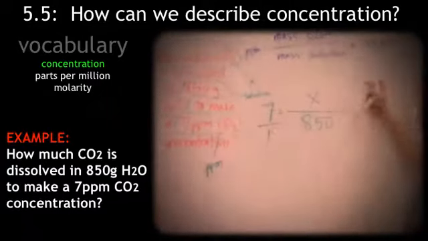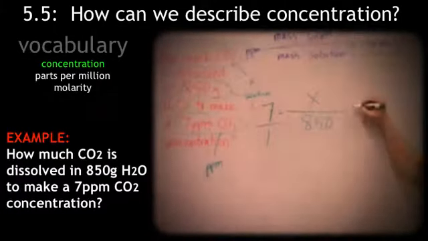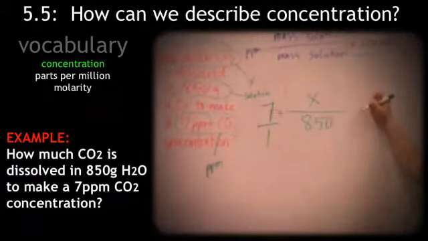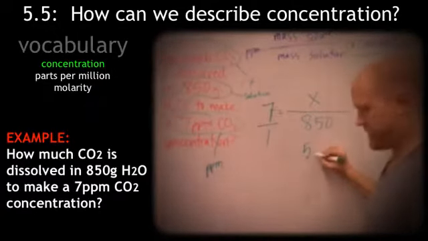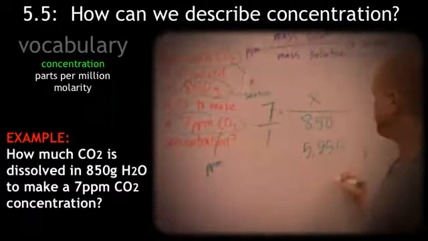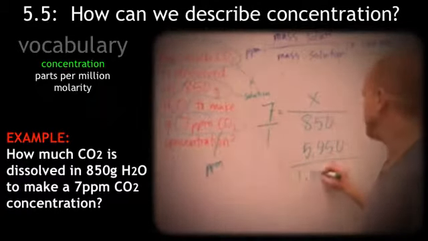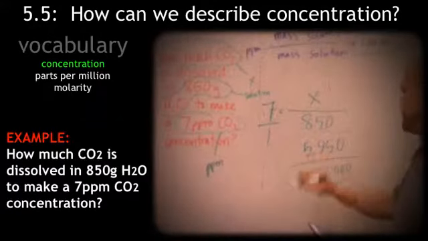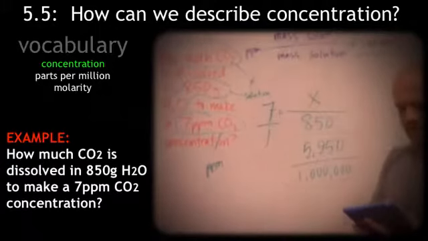5,950. But notice up here, I'm multiplying by 1 million. So in order to solve for this, I need to figure out the parts. So it's 5,950 parts. However, that's in 1 million. So I'm going to need to divide my final answer by 1 million.